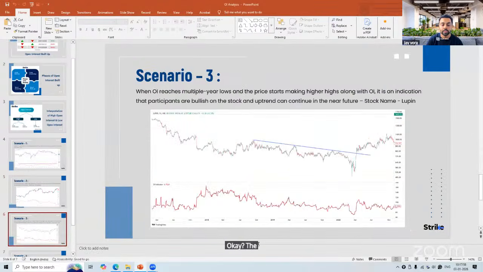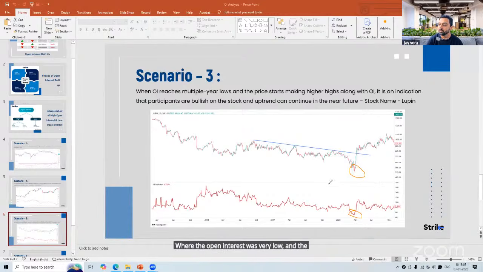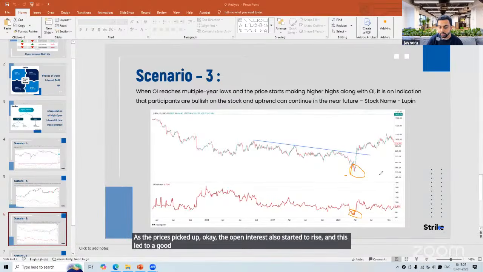The third scenario is where the open interest is unusually low. This is what we saw in Lupin around this COVID time, where the open interest was very low and the prices had already fallen 60-70%. It means that people are very much neutral on the stock. And as the prices picked up, the open interest also started to rise, and this led to a good trending move. And if you see, the stock had almost doubled in a few months.